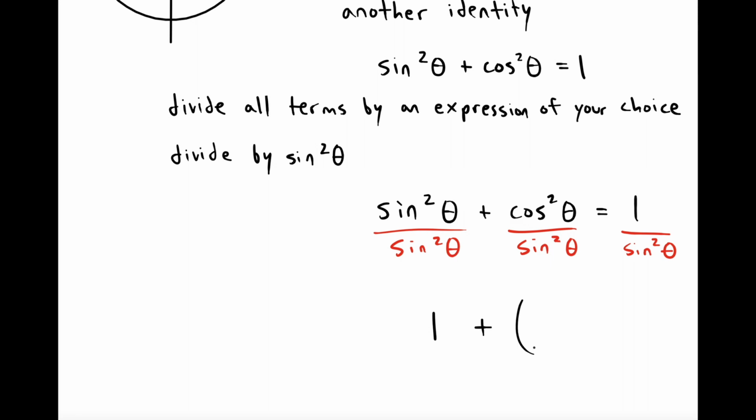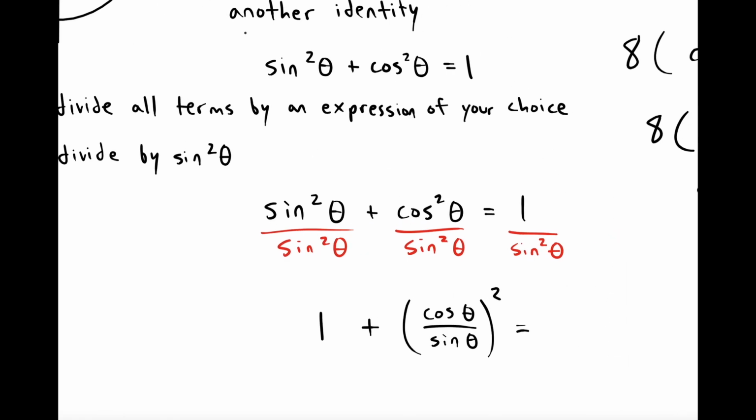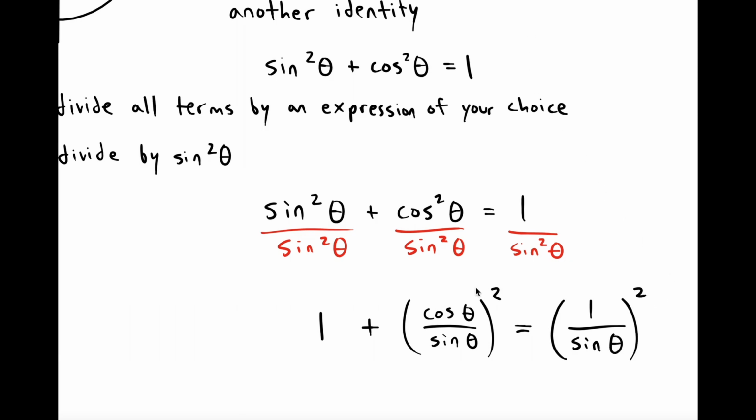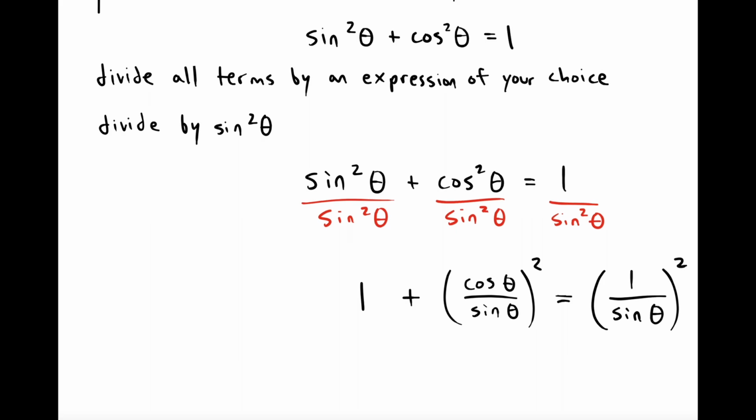Here we could simplify a little bit and put the cosine theta over sine theta in parentheses with the square on the outside for a minute. Over here, what we could do is do the same thing. Bring the square out.